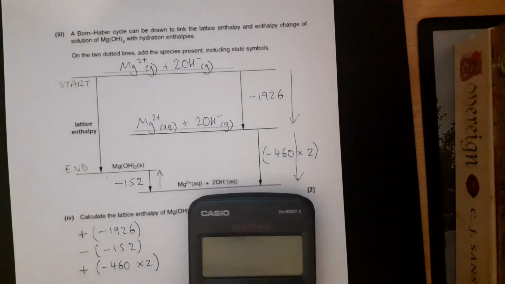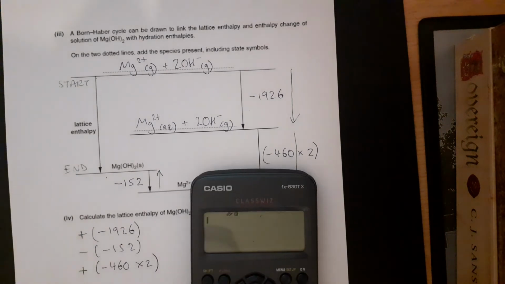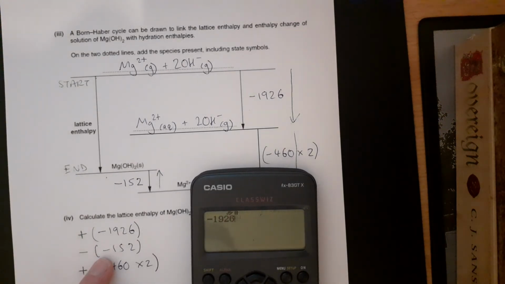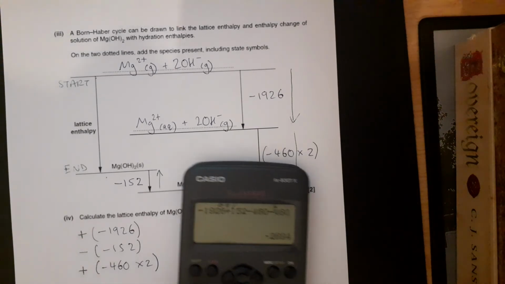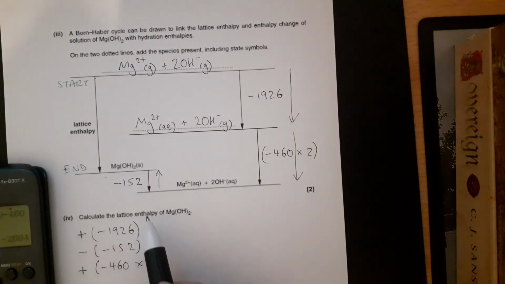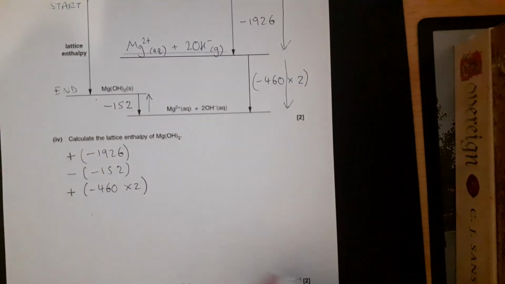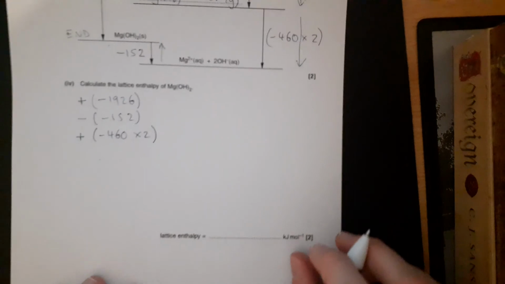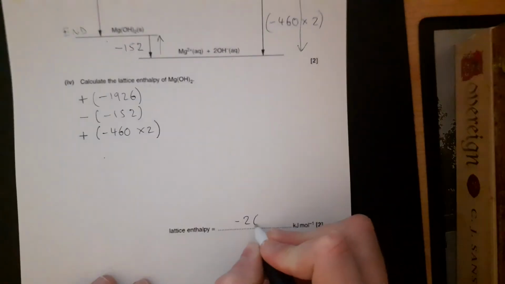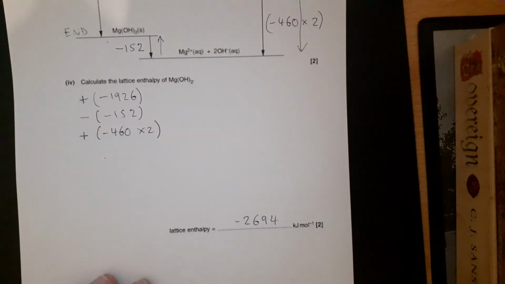Okay, let's calculate that. So we've got minus 1926 plus 152 minus 460 times 2. We get minus 2694. That is a lattice enthalpy value. We know that lattice enthalpies should be very negative. We know it should be very negative. So that looks like a sensible answer.